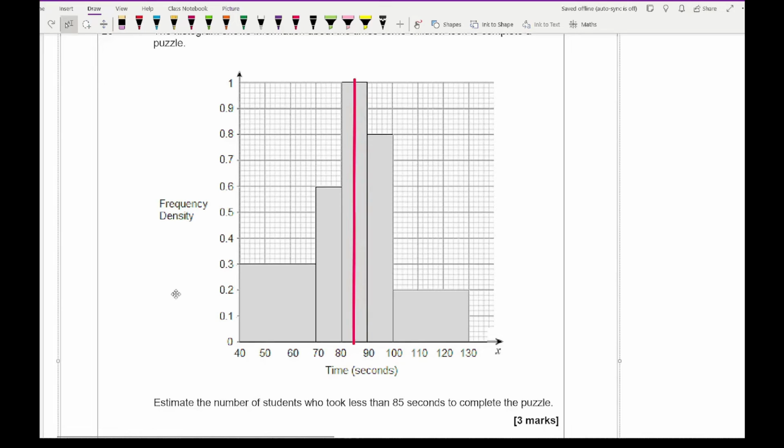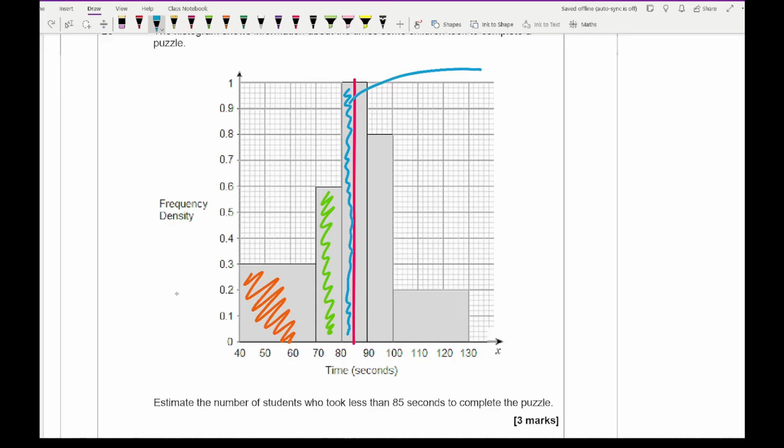Like so. So what we want to do is to work out the area of this bar here in its entirety. Let's go for this bar here. Working out this blue bit, the area is going to be 1 times 5, which is 5. Then the area of this green area is going to be 10 times the frequency density, which is 0.6, which is 6.